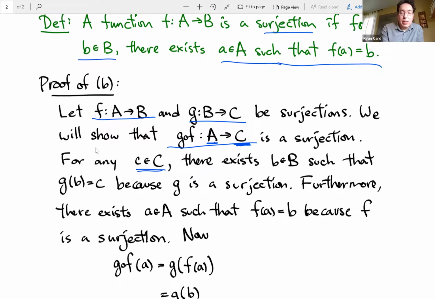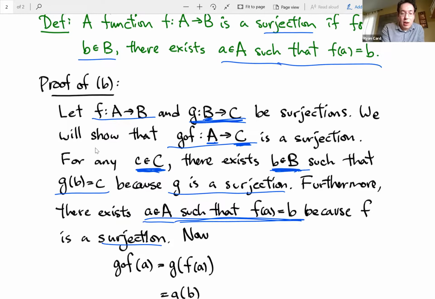Now I'm going to use the fact that the outer function is a surjection, because it has the same range. If you have any C in the target, there exists B in the domain such that G of B is equal to C. We have that because G is a surjection. Furthermore, I have this B here. For any B, there exists an A such that f of A equals B, because F is a surjection.